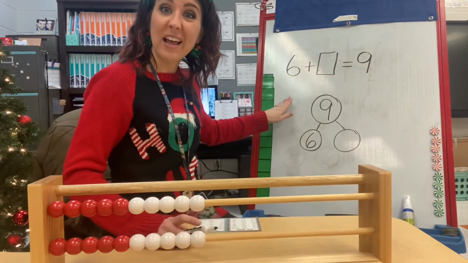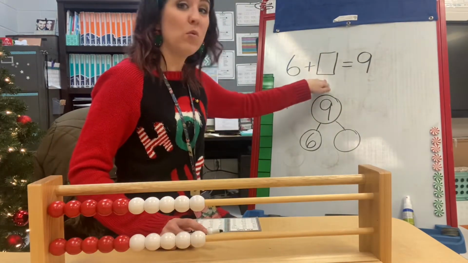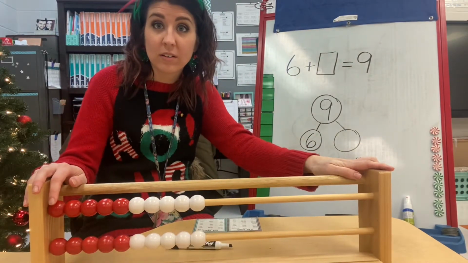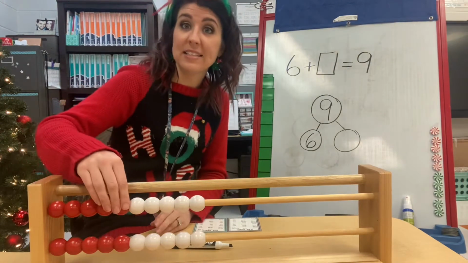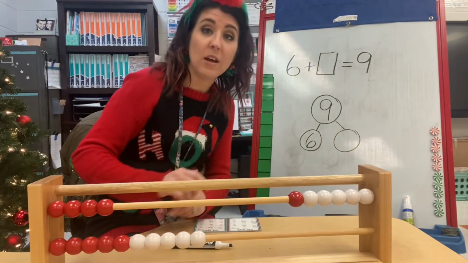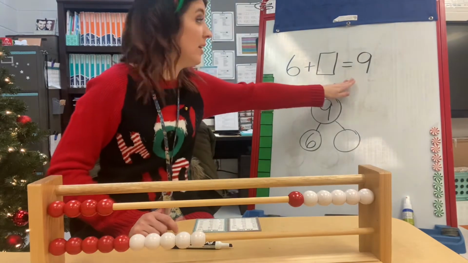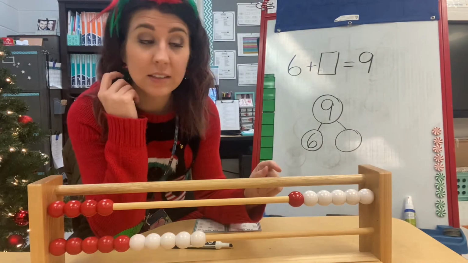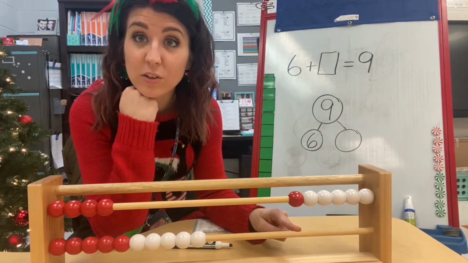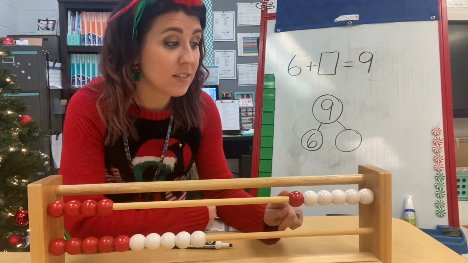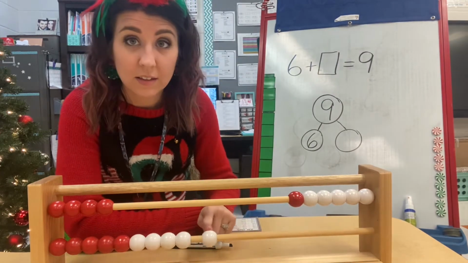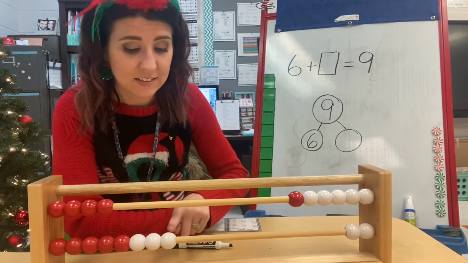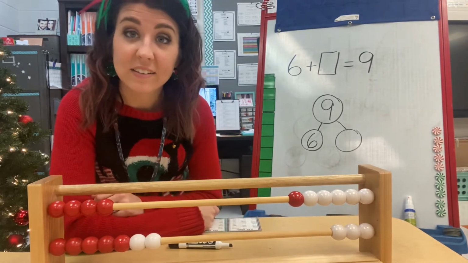So we know that we're going to have 6, and we're going to have to add some more to get to 9. Let's use our bead rack. How many do we already have? 6. So let's slide 6 on the top. Now we need to add some more until we get to 9, because 9 is going to be our whole. That's going to be our ending number. So if we have 6, we're going to keep adding until there's 9 altogether. So right now there's 6, 7, 8, 9.